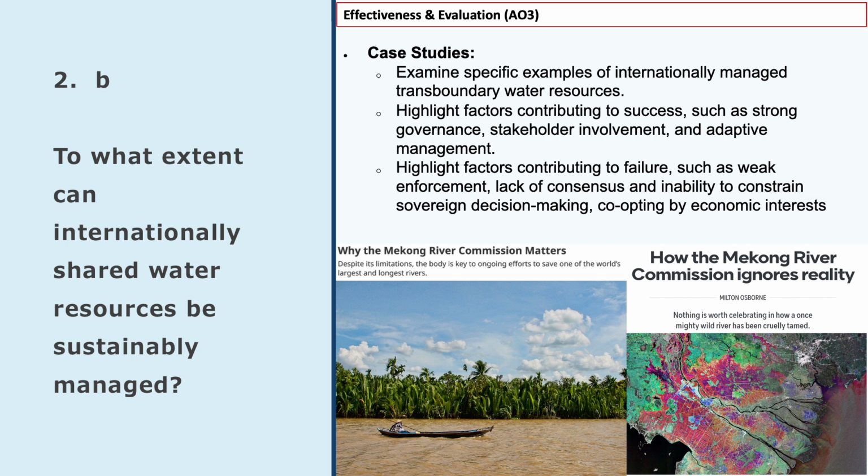You might also, on the other side, consider factors that contribute to failure, like weak enforcement, or lack of consensus, or inability to constrain sovereign decision-making. So you can't stop another country from doing something that you really don't want it to do.